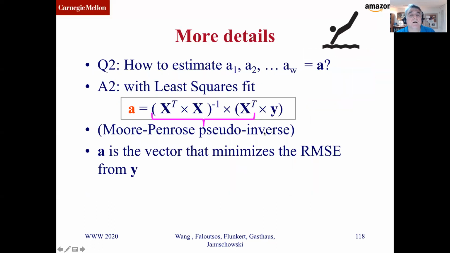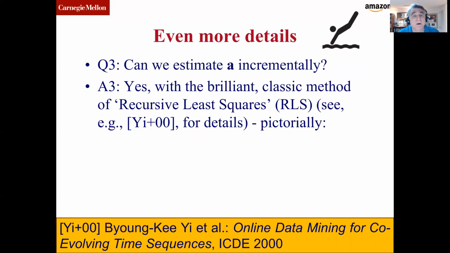How do we solve it? This is a closed formula. This portion, the pink portion, is the Moore-Penrose pseudo-inverse of the X matrix we showed before. The bottom line is that this is an extremely well understood problem. We give it for homework in classes, and this is the solution. There are many more details.